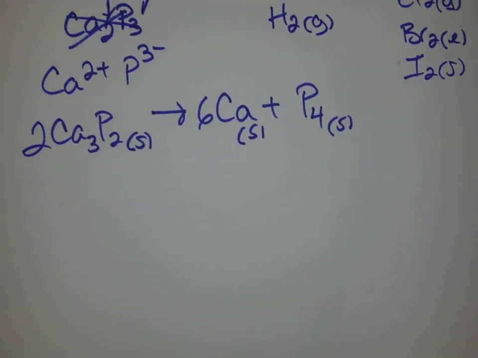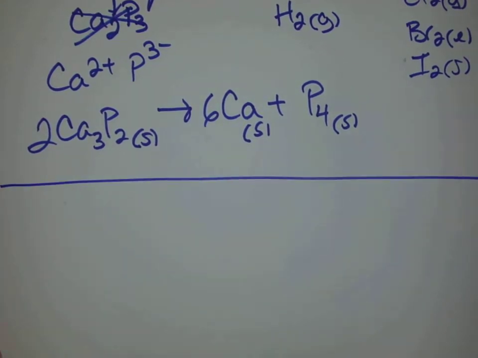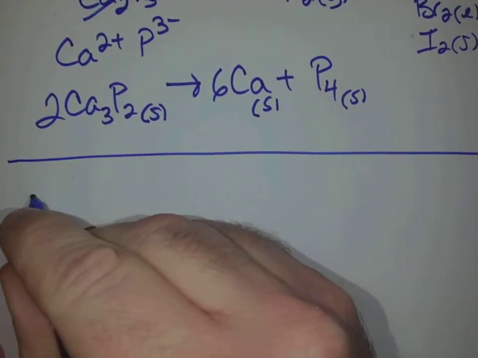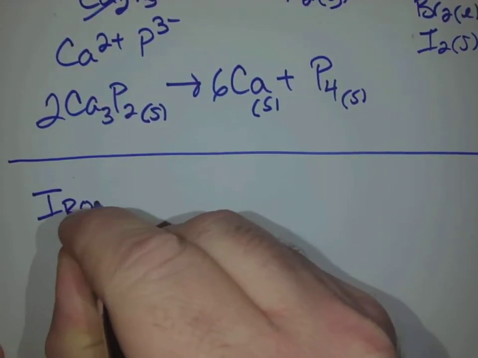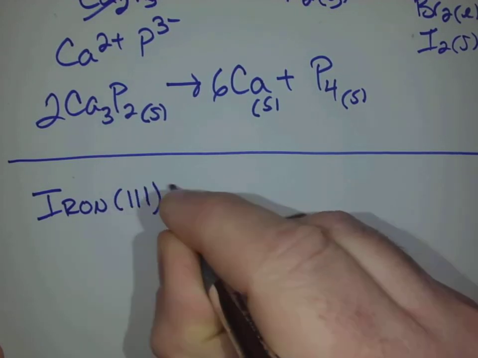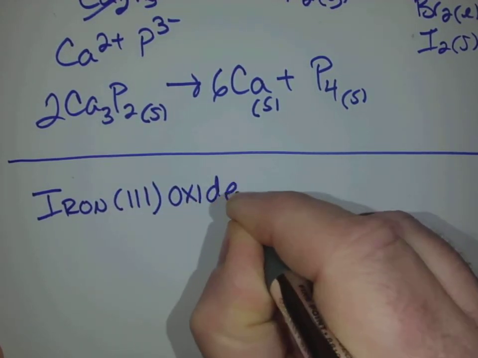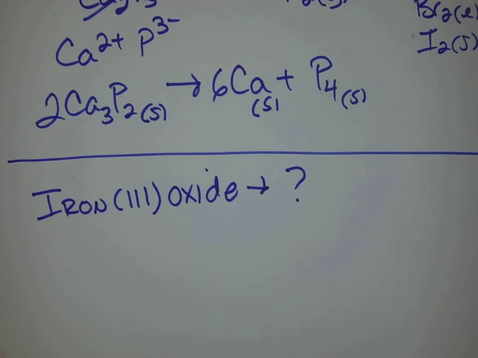So let's take a minute and let's have you try one. Iron(III) oxide. Hit pause and tell me what it's going to make. And then after that we'll talk about the oxidation numbers.